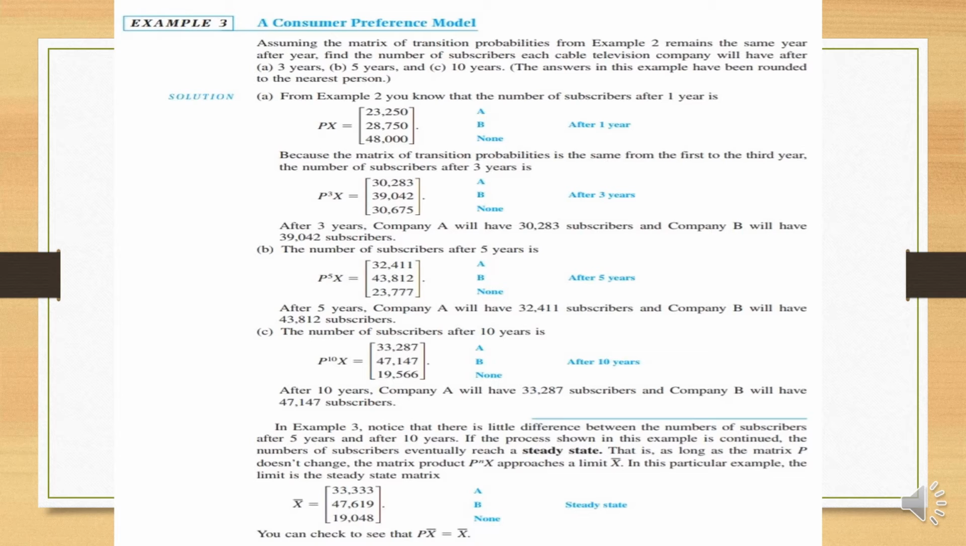Now, if we want to prove that this is the steady state, we can easily check this result by showing that X bar satisfies P times X bar equals X bar. After getting this X bar, if we multiply by P, the result must still be the same. Yes, we find that P times X bar is the same as X bar. Hence, this X bar reaches 33,333 in Company A, 47,619 in Company B, and 19,048 in no cable TV.